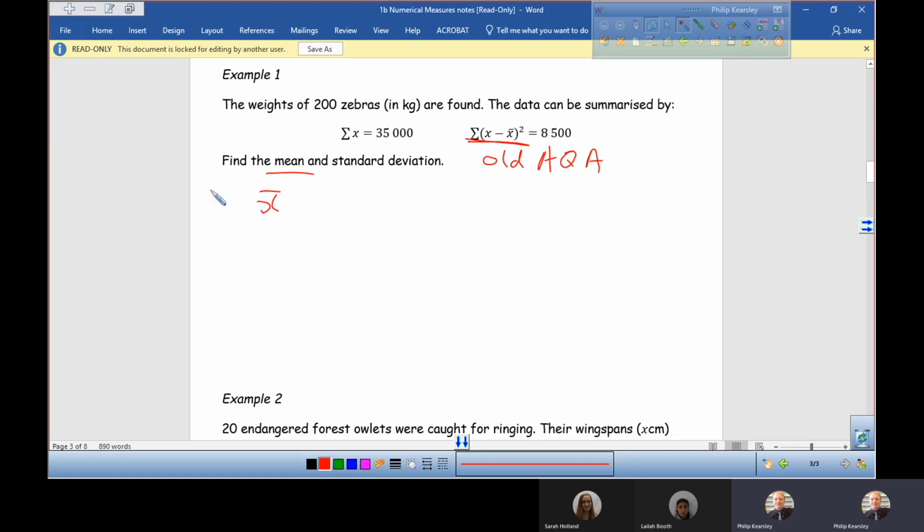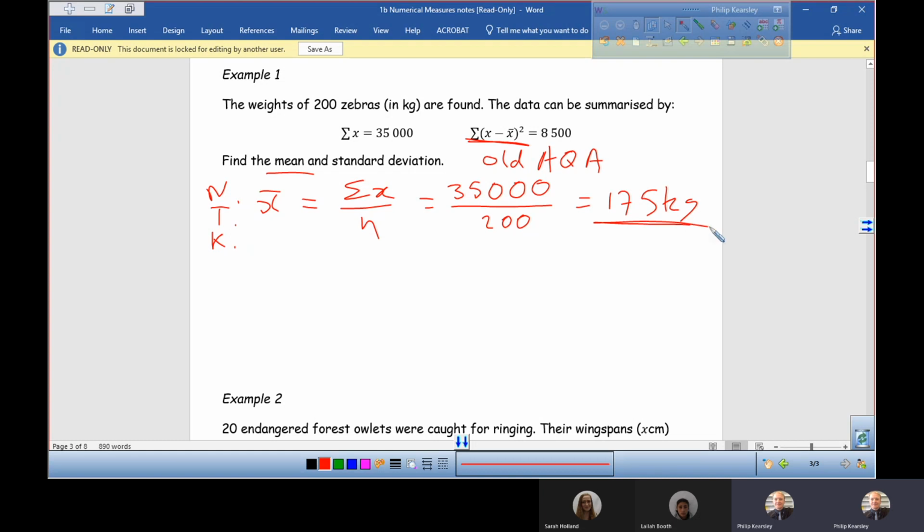Mean is an NTK. Need to know. The more you write this formula down, the more you're going to remember it. Sigma x over n, easy enough. 35,000 over 200. On average, a zebra weighs 175 kilograms.